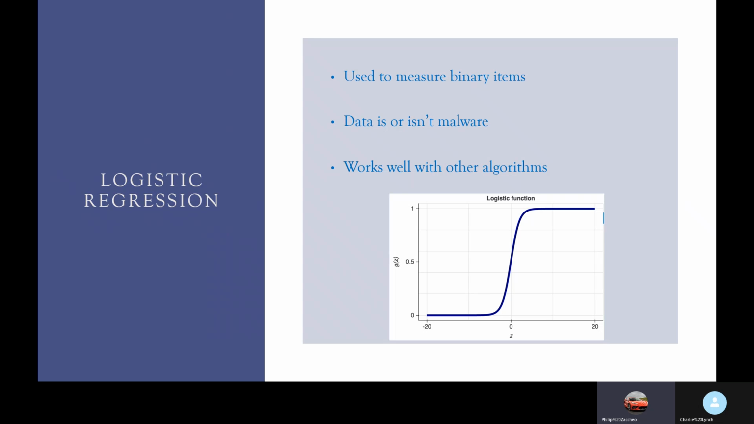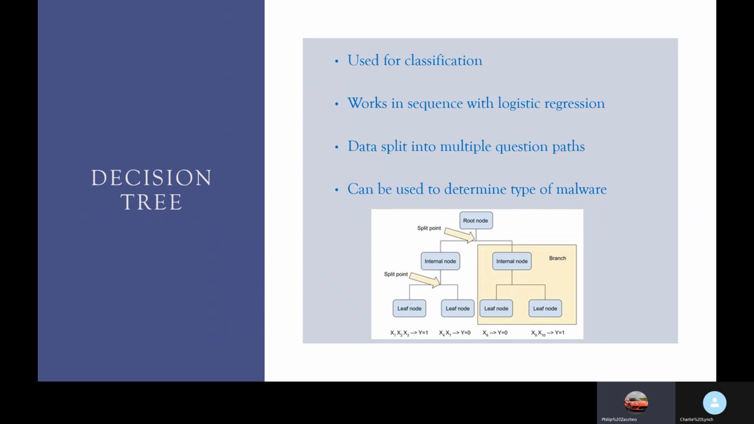In our case, we looked at using logistic regression to determine whether data is or is not malware. And then we felt also that this algorithm worked well with a couple of other algorithms that we used in this project, such as the decision tree. The decision tree is used for, again, classification of data. Like I said, it does work in a sequence with logistic regression.